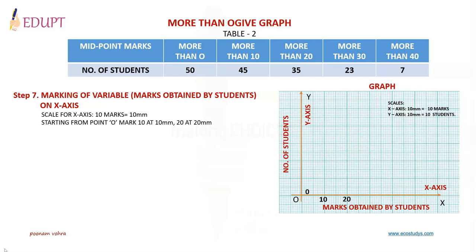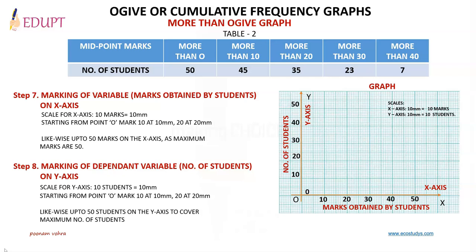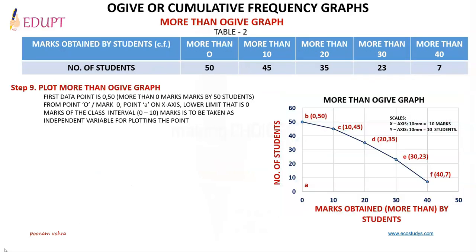Then marking of the variable, which is marks obtained by students on x-axis, one can have 10 value equivalent to 10 millimeters, 20 equivalent to 20 millimeters, and so on till 50 marks obtained by the students. And marking of dependent variable, number of students, starting from 0 point, mark 10 at 10 millimeters, 20 at 20 millimeters, and so on till 50 students. Now you need to coordinate the points and make a curve.